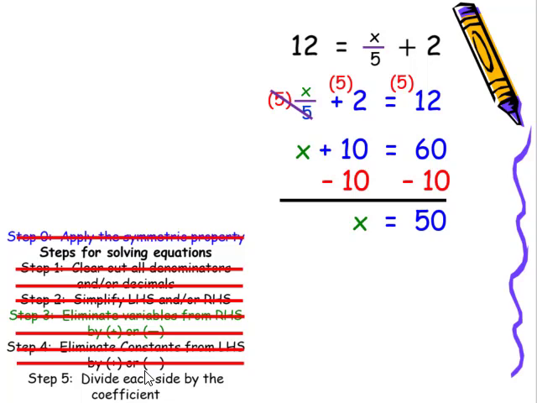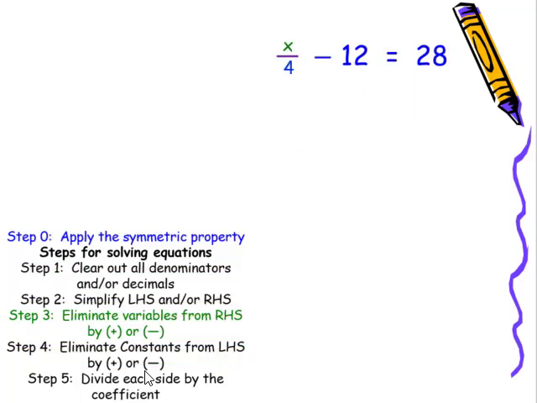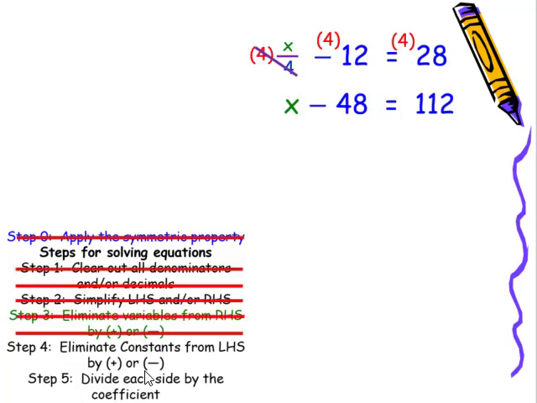Let's try the same method on the next problem. Here we wouldn't have to use the symmetric property since the variable is already on the left-hand side. We'll clear out our denominator in this case by multiplying through by 4. The 4's will cancel, leaving us with x. 4 times 12 is 48, so that's going to be x minus 48 is equal to 4 times 28, which is 112. Now we're back to step number 4.